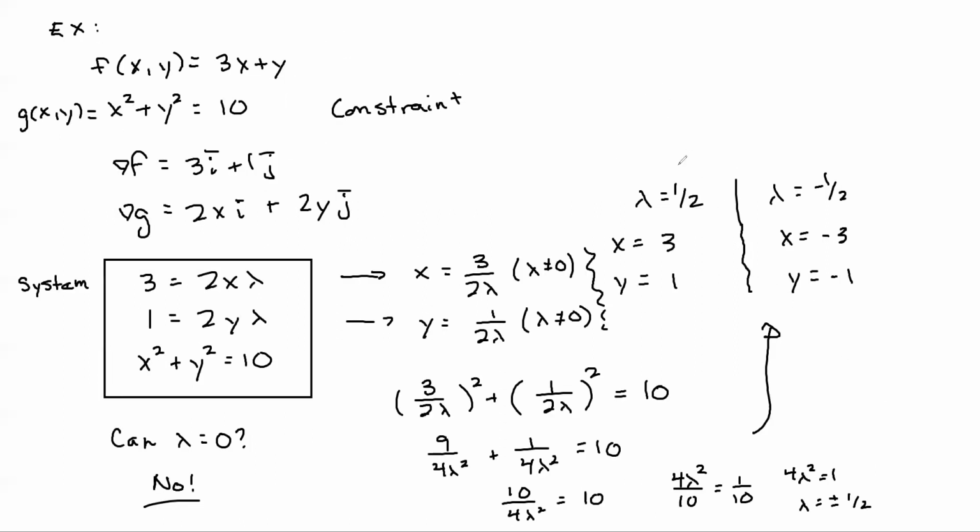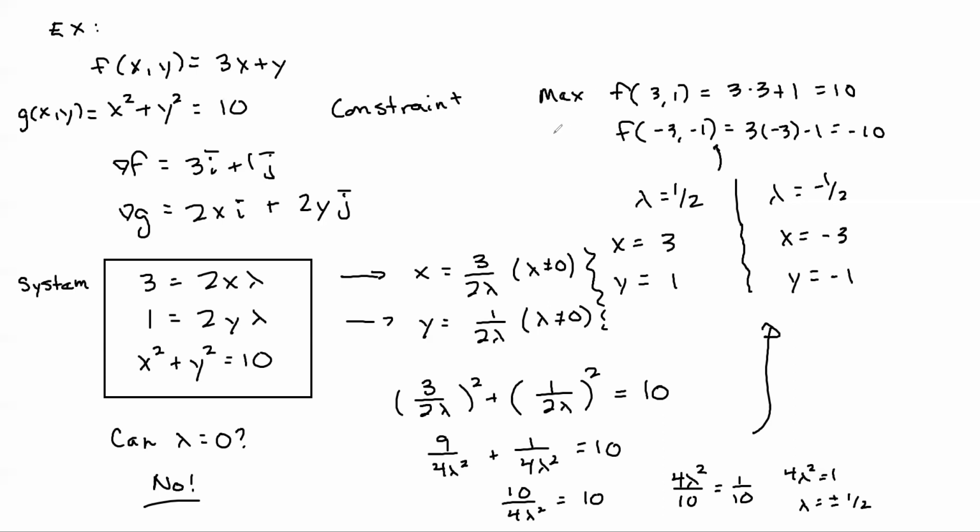So just to keep it on the same page, I'm going to just kind of go up here. So we're going to do f of 3 comma 1. If you do that, you get 3 times 3 plus 1. That equals 10. And then we have f of -3, -1. That's going to be 3 times -3 minus 1. So that's equal to -10. So once you've got your points, the biggest one is the max. The smallest one is the min. And so this is the answer over here.